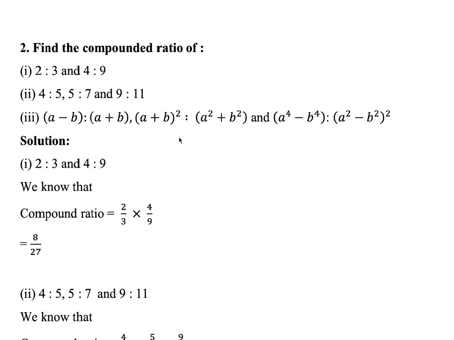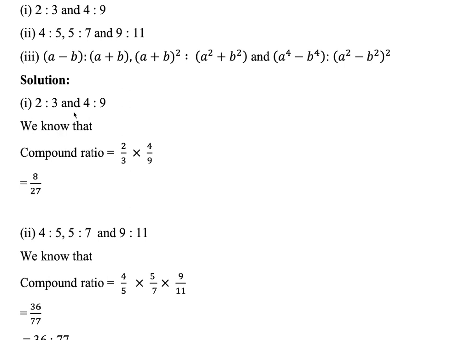Come to the next question. Find compound ratio of 1, 2, 3. 3 questions are given over there. So let's discuss one by one. 2:3 and 4:9. So compound ratio, you don't have to do anything, just multiply. See, 2:3, that means 2/3, and 4:9, that means 4/9. So 2 into 4, 8, 3 into 9, 27, that's it. Just you have to multiply.